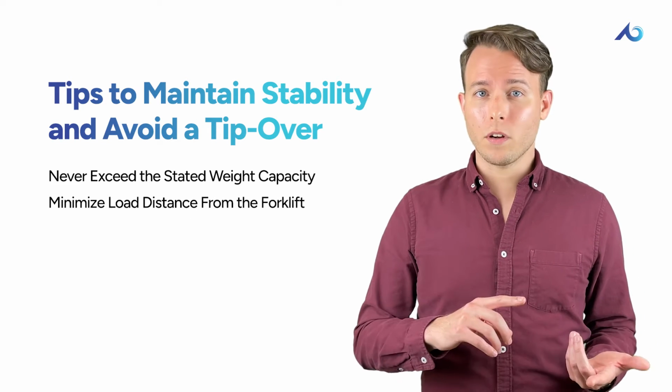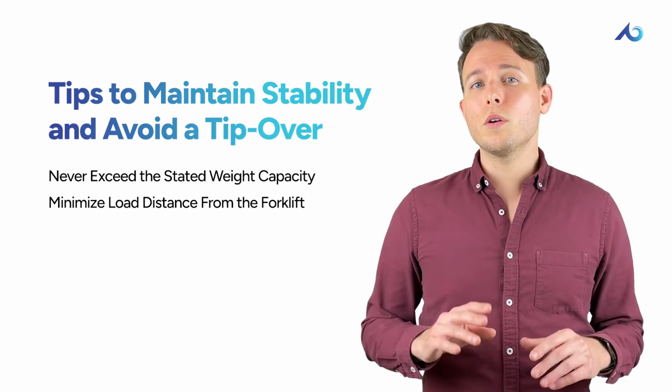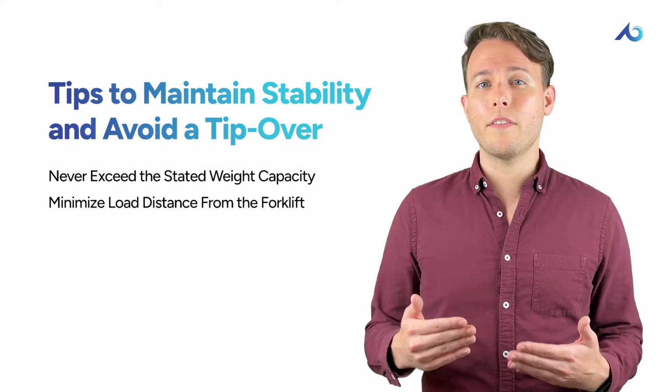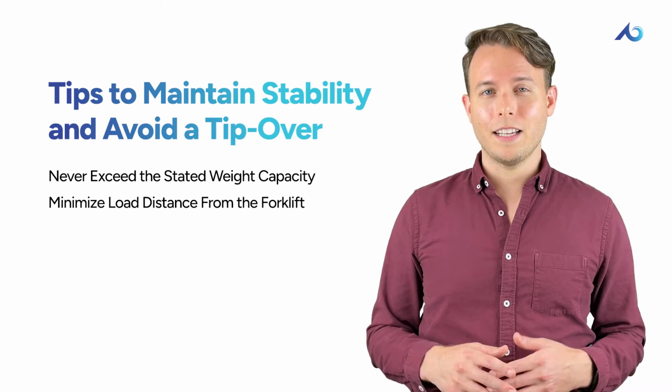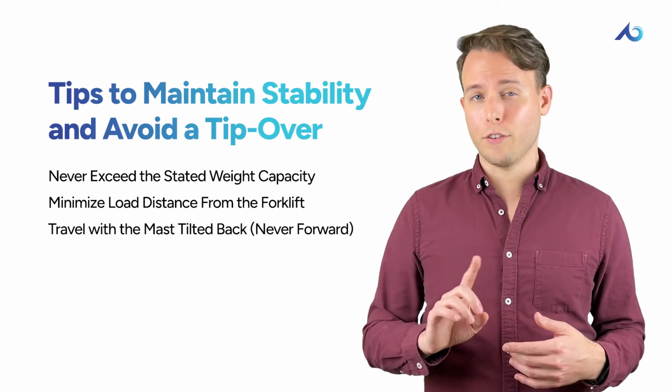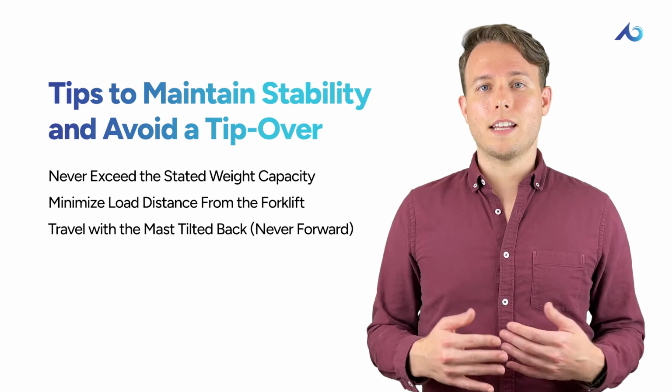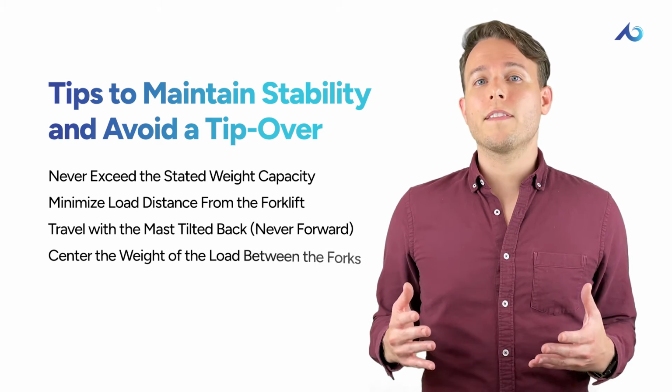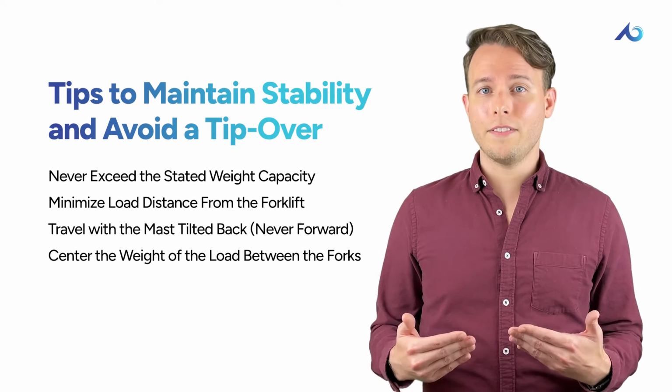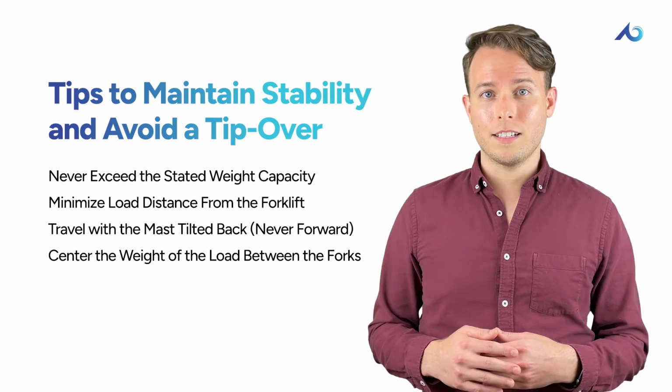Minimize the distance from the forklift to the load center. Load as close as you can to the forklift and place the heaviest part toward the mast. Travel with the mast tilted back, never forward, to keep the load close and stable. Center the weight of the load between the forks and distribute loads evenly to avoid any lateral tip overs.